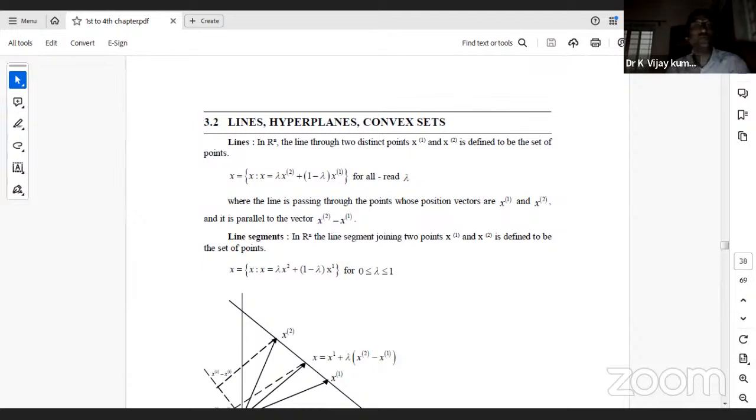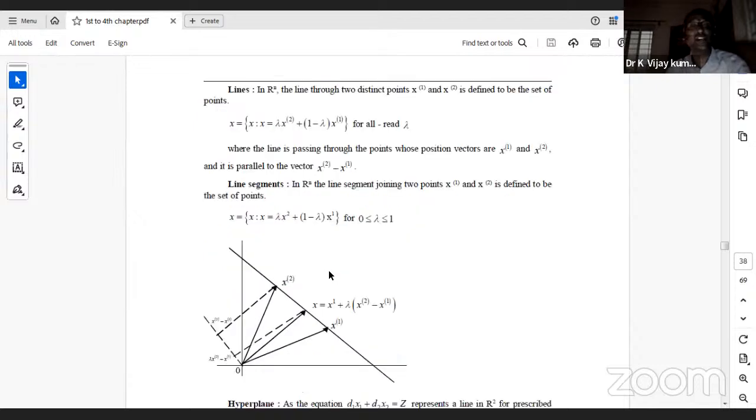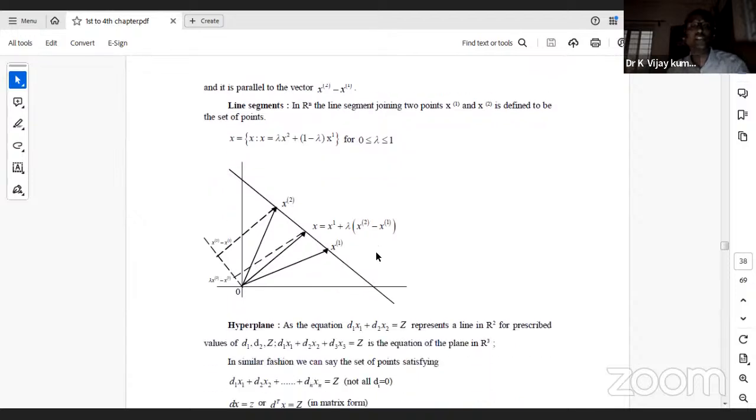Therefore, the line segment in R power n: the line segment joining points x1 and x2 is defined as the set of points. We are taking the line segment x power 1 to x power 2 as the set of points x equal to lambda x power 2 plus (1 minus lambda) x power 1, where 0 is less than or equal to lambda less than or equal to 1.